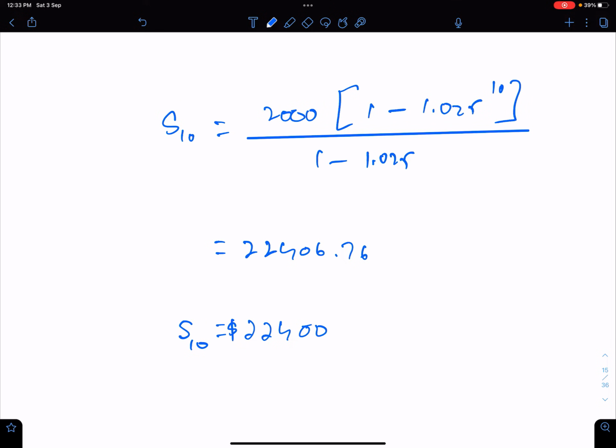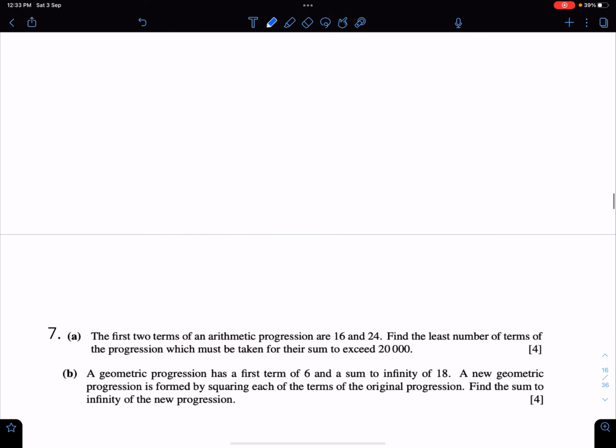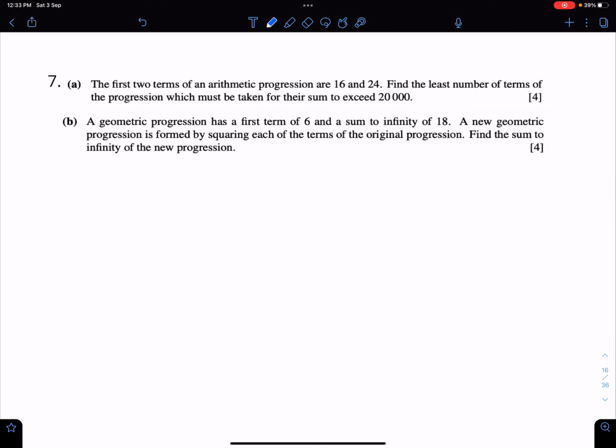Next question. The first two terms of an AP are this and this. Find the least number of terms, that is n, for which the sum exceeds 20,000. Exceeds means Sn greater than 20,000.